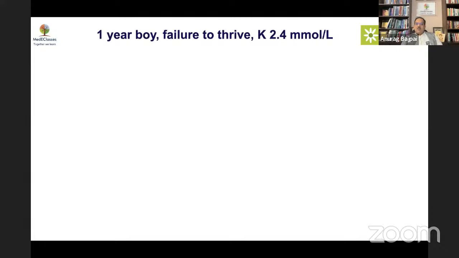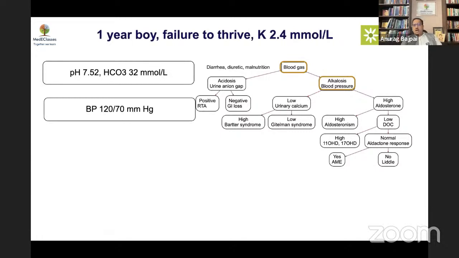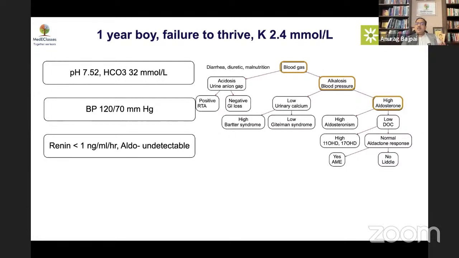1-year-old boy with failure to thrive and hypokalemia, the blood gas shows metabolic alkalosis, the blood pressure is on the higher side. So again, early onset hypertensive hypokalemia and alkalosis, aldosterone level is undetectable. So we're talking about something else which is acting here. So in this scenario, the DOC is also normal. There is no atypical genitalia.